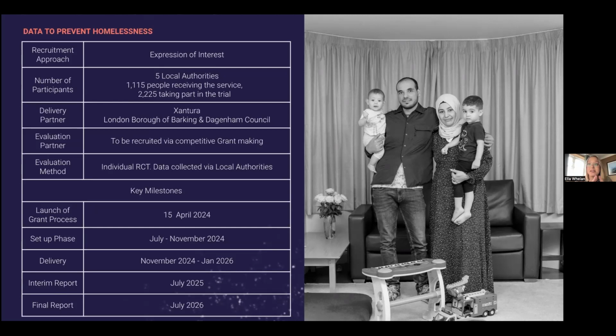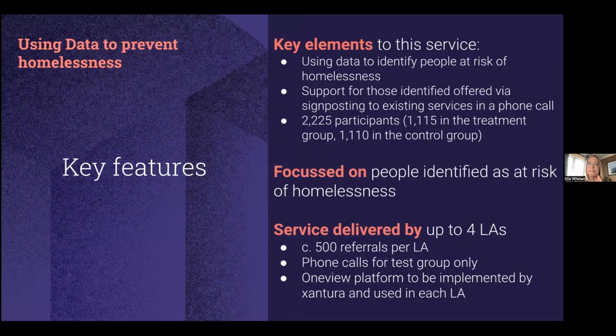And then the key dates that you need to know are the 15th of April, when the expressions of interest applications will be open on FlexiGrant, which I'll tell you a little bit more about later. And then we're expecting that setup phase to last from July to November, and then the delivery phase to last from November to January 26. But they're approximate dates. Go to the next slide, please.